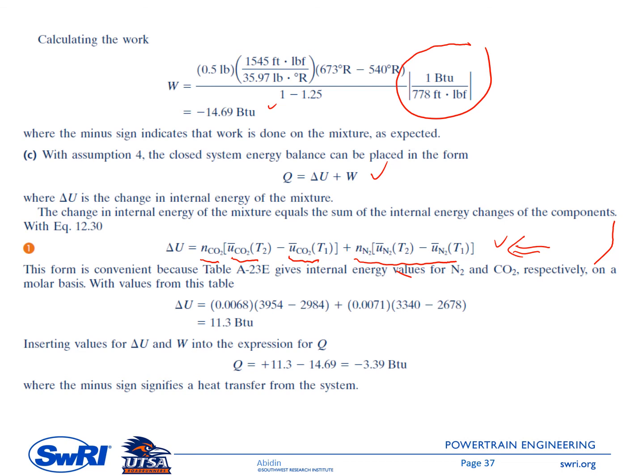And then you need to open your table A-23E. So looking at the specific internal energy of CO2 and N2 at T1 and T2, you just plug in the numbers, and you will get delta U of 11.3 BTU. Okay, and then by inserting this delta U and W into this expression, you will get a Q of minus 3.39 BTU. So this minus sign signifies a heat transfer from the system.